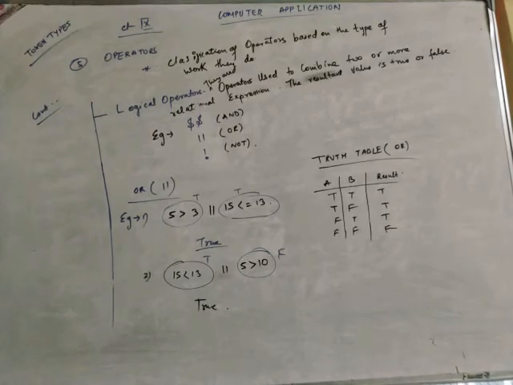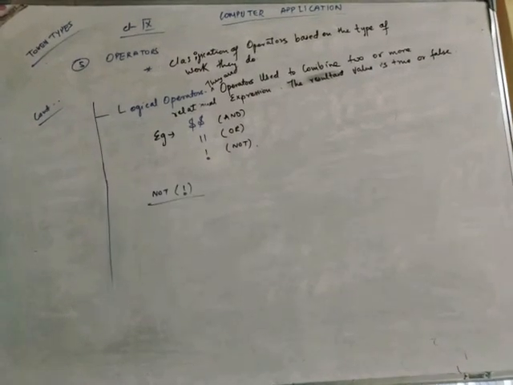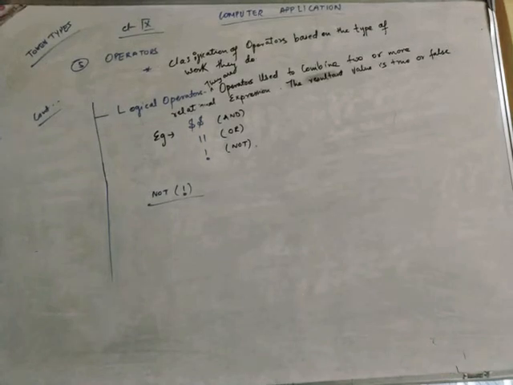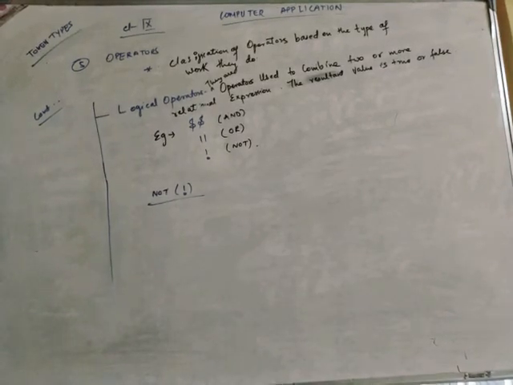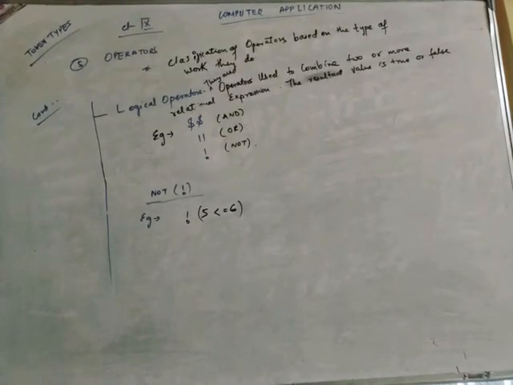The last one is the NOT operator. What the NOT operator does is change the expression. The expression value will get changed in a NOT operator. It makes it reciprocal. Let's say if you take an example: it's given 5 less than or equal to, then outside we have written the NOT operator.